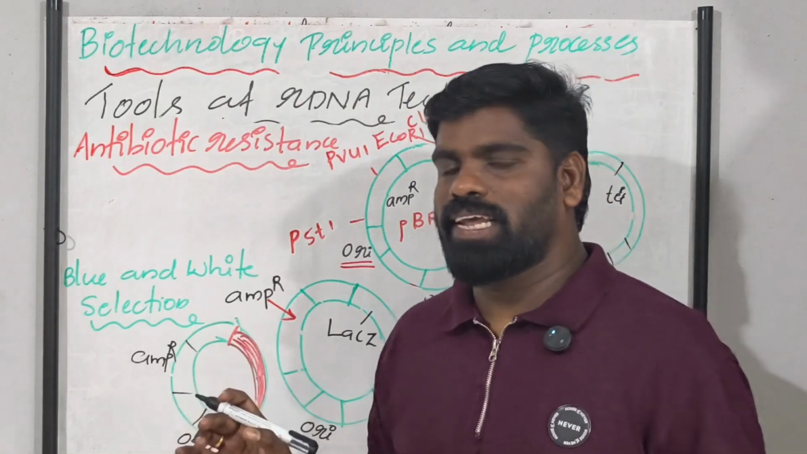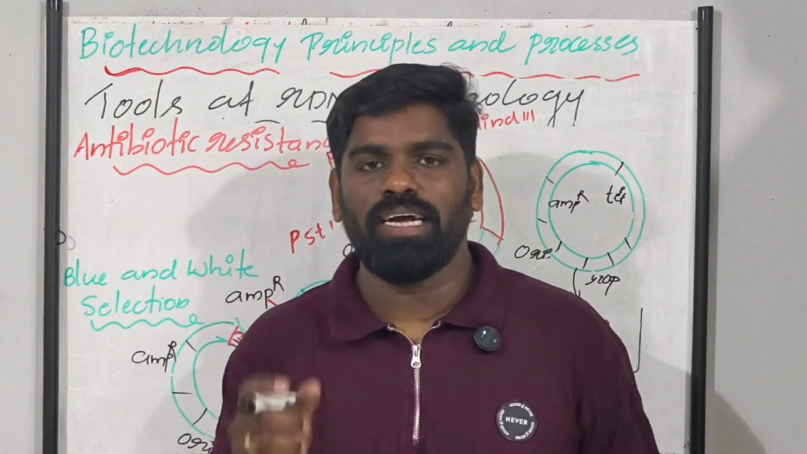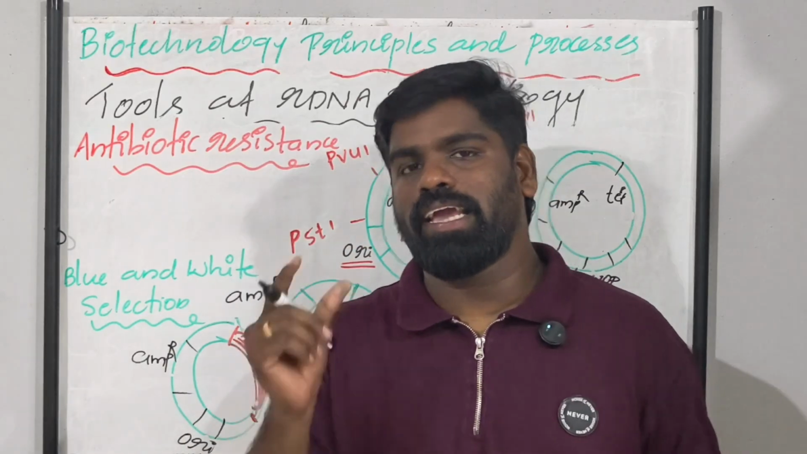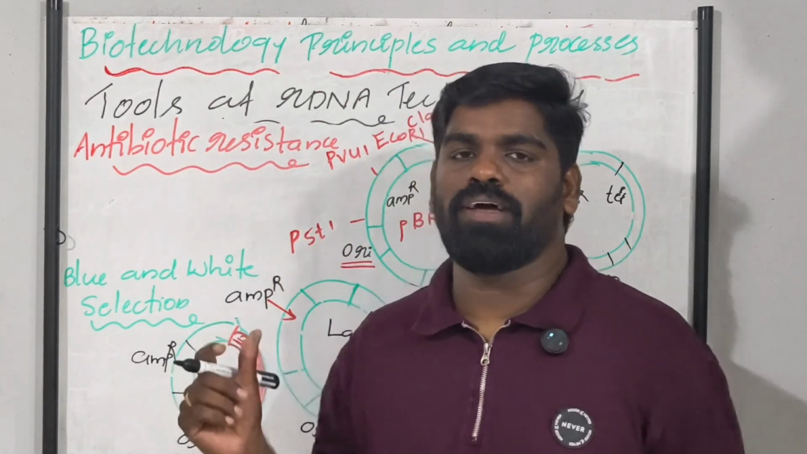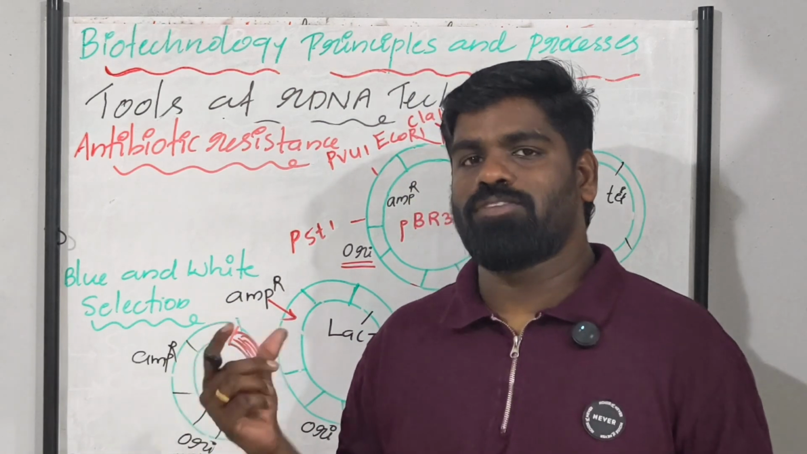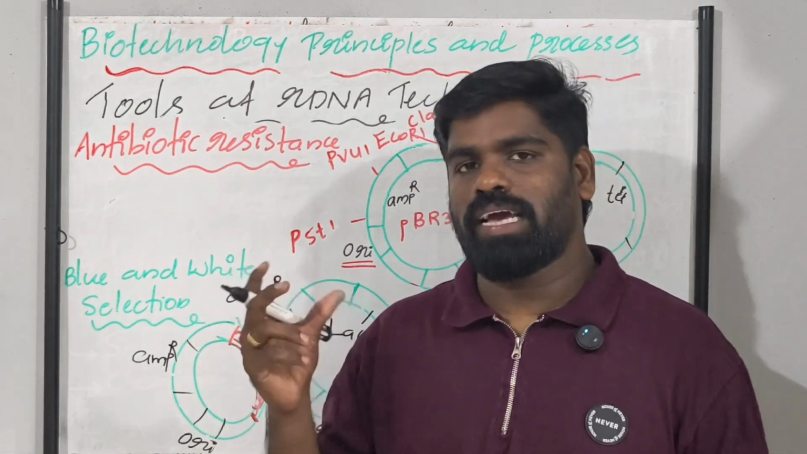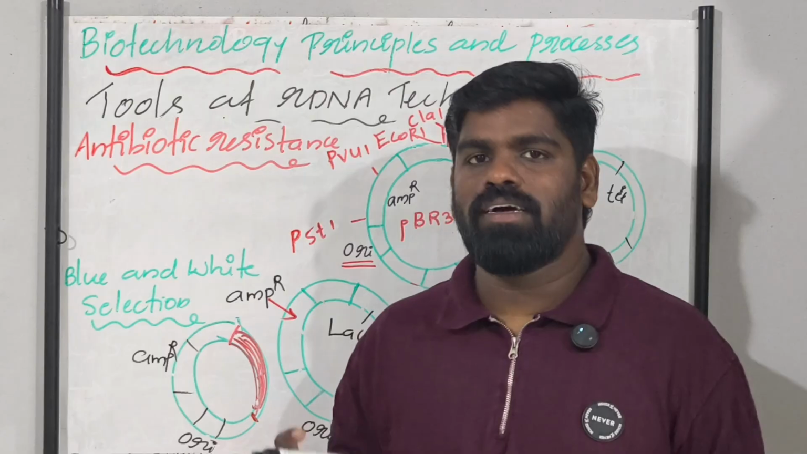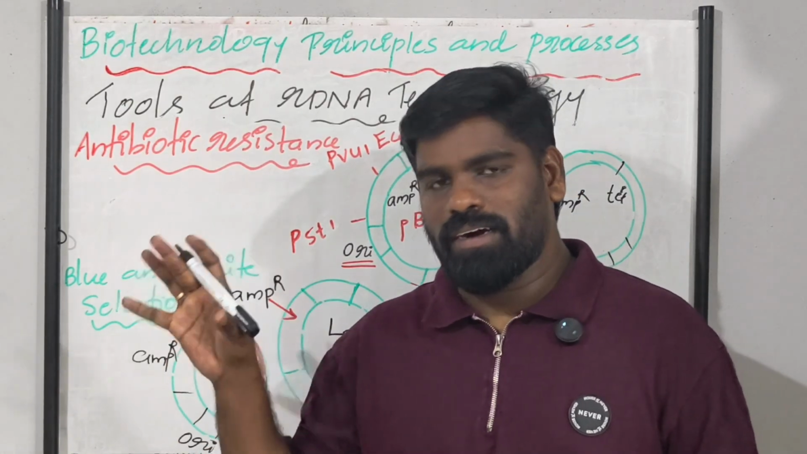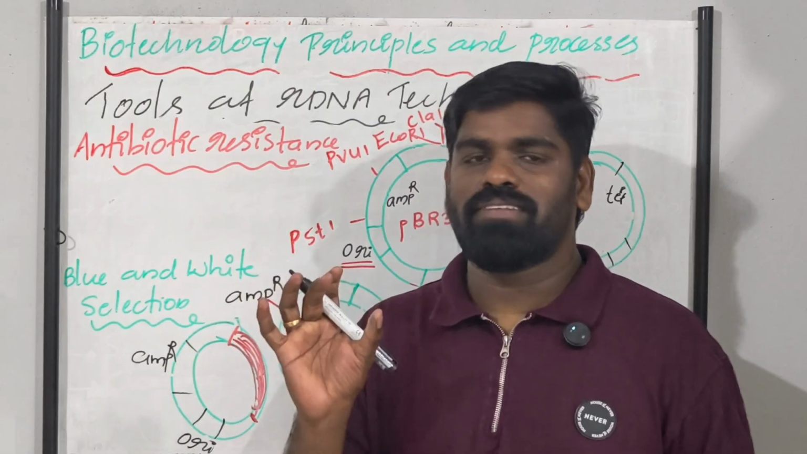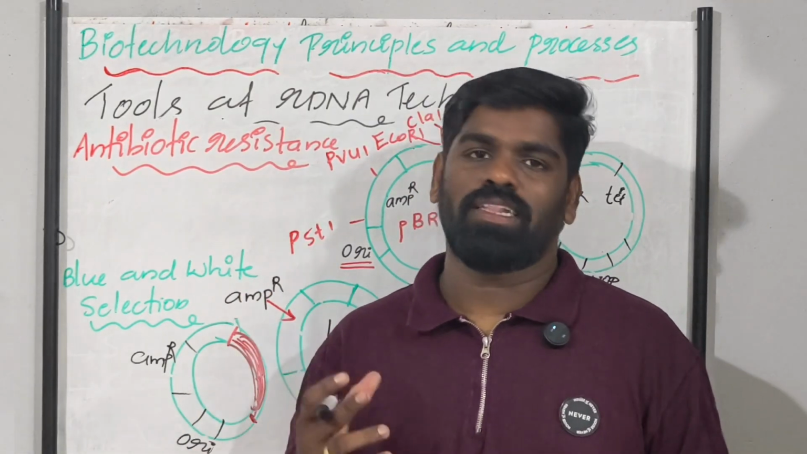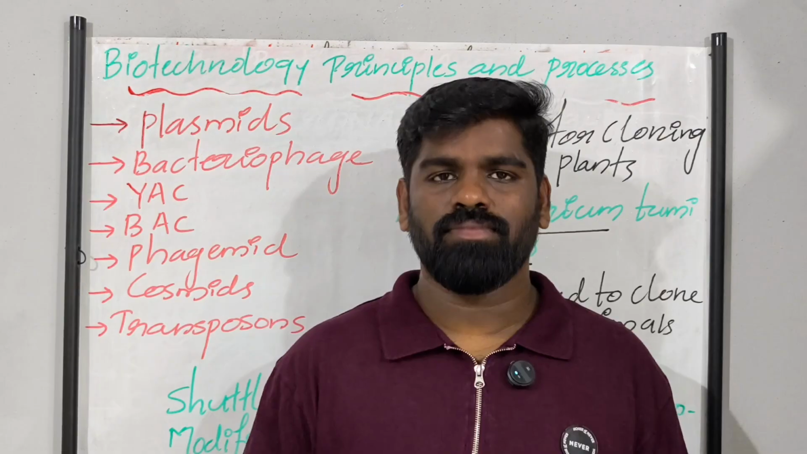This selection is also called inactivation of antibiotic. When we ligate a small foreign DNA into the LacZ gene coding for beta-galactosidase, the enzyme will not be activated and the color will not be produced. The vector which has the intact LacZ gene will produce a blue color in the chromogenic substrate.